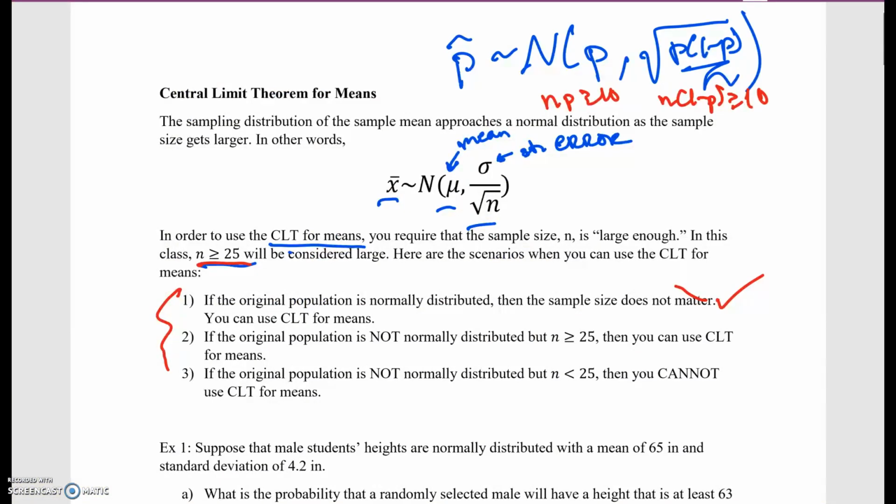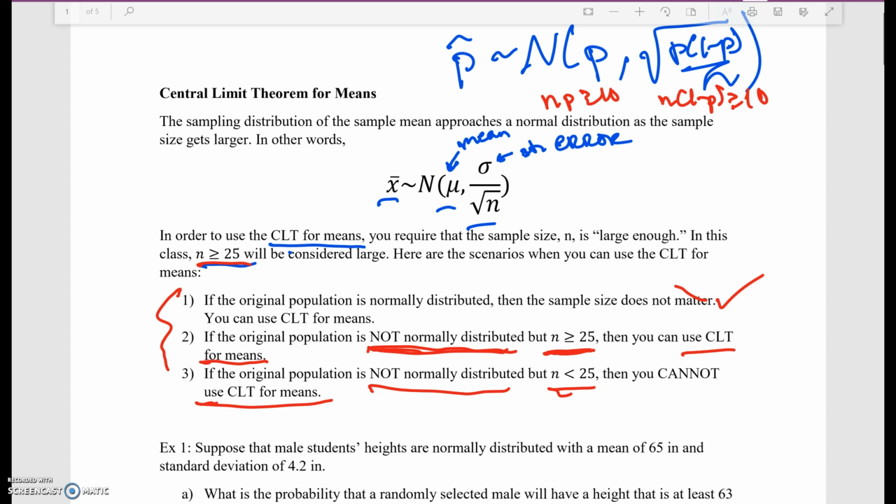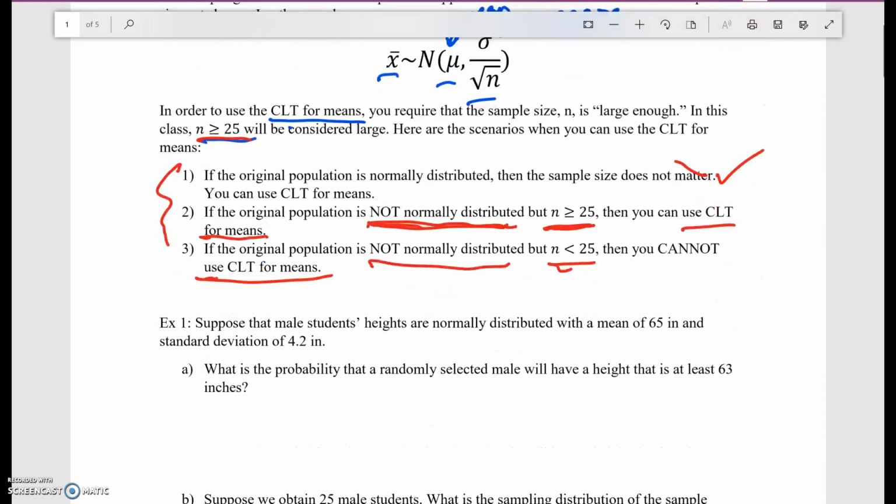If the original population is not normal, so if I had skewed, but n is greater than or equal to 25, then I can use the central limit theorem for means. So if it's not normal, but n is pretty large, greater than or equal to 25, then I'm in the clear. If the population is not normal and n is less than 25, then I cannot use the central limit theorem for means. So I have to do something completely different. Those are the 3 different scenarios that you'll encounter. In the next video, I will go ahead and do this upcoming example.